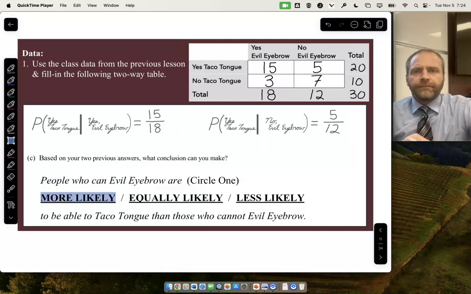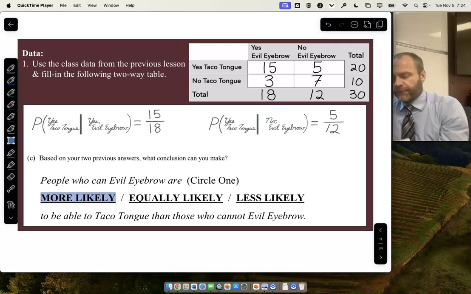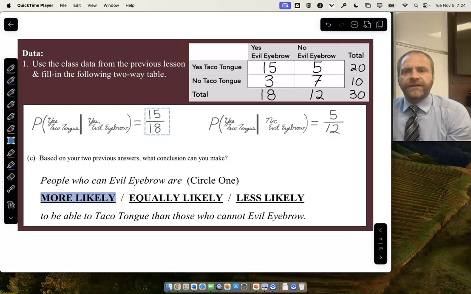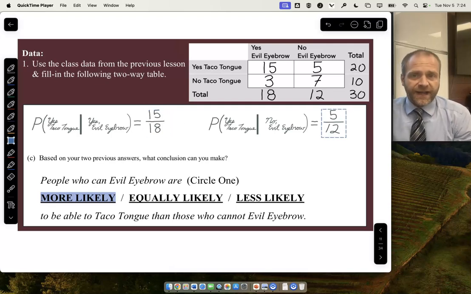So now we're looking at part C, which is saying, based on our previous two answers, which are down there, what conclusion can we make? Well, we can see that if a person can evil eyebrow, yes evil eyebrow, they are more likely to be able to taco tongue. We can see that because this percent right here is larger than half, and this percent right here, 5/12, would be less than half.